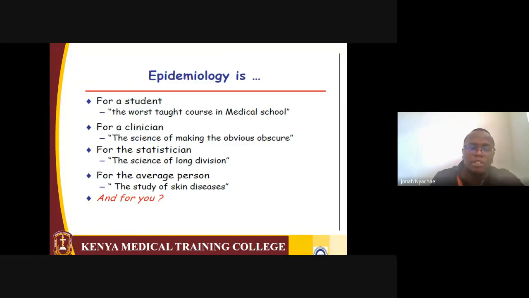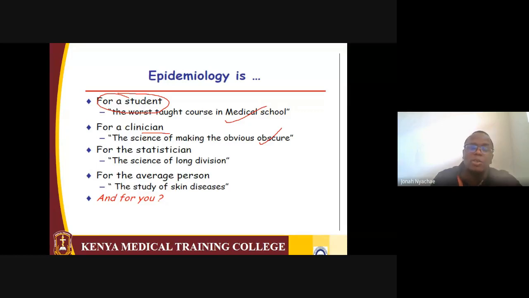Epidemiology is a very interesting unit, because for a student, probably at your position now, it may mean the worst taught course in medical school because of the complex or practical mathematics that you may require to know. For a clinician, epidemiology has another definition: the science of making the obscure obvious.